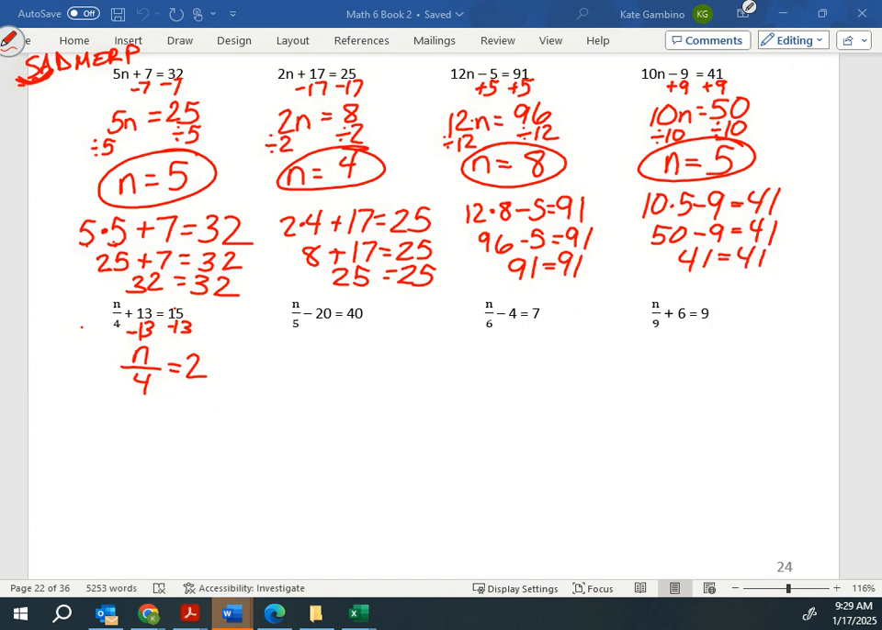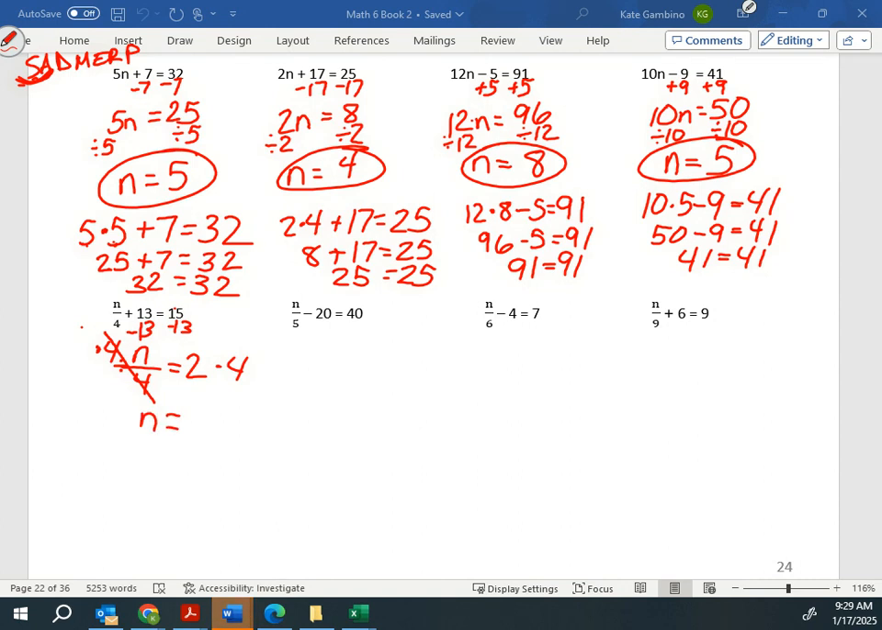What's my next step? What do you think, James? Because we know n over 4, that division is that fraction bar. So that's n divided by 4. The opposite of dividing is multiplying. So if I multiply by 4 here, I'm going to multiply by 4 here. If I multiply by 4 here, it becomes 4n over 4. I simplify it down, and I'm left with just n.